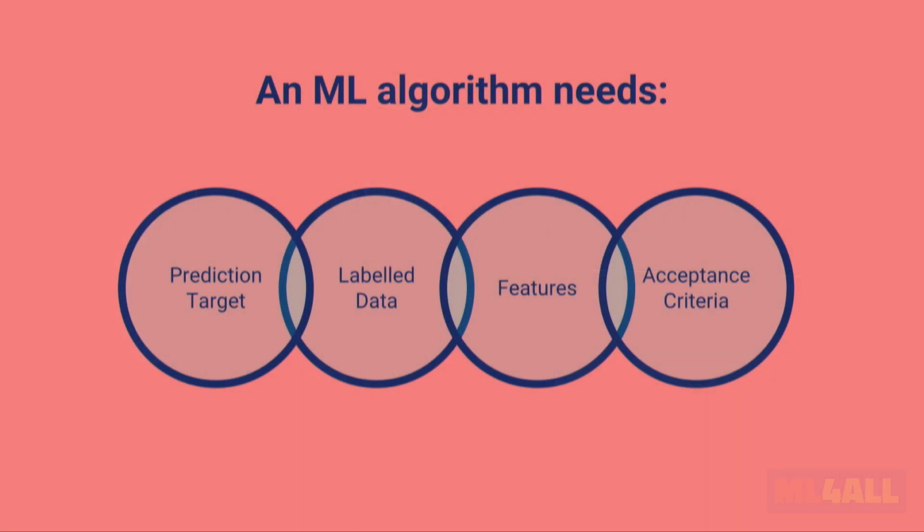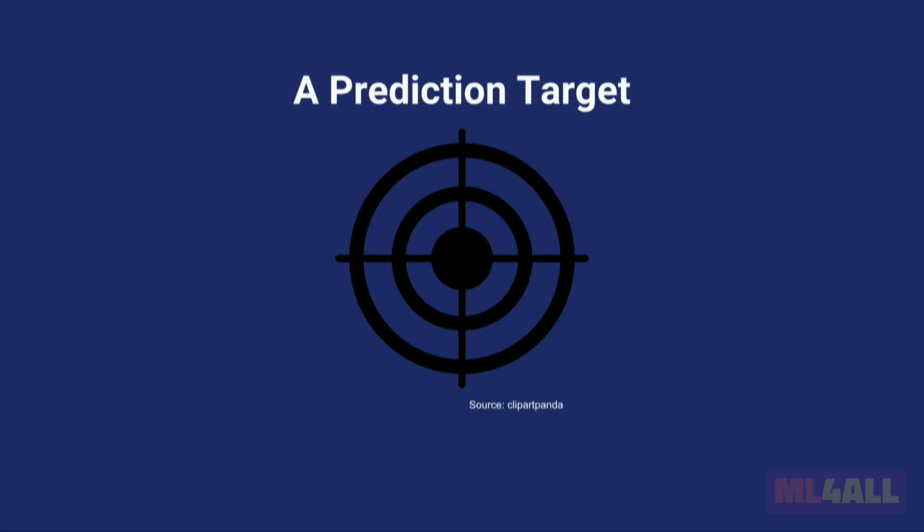So a machine learning algorithm needs 4 things. It needs a prediction target, it needs labeled data, it needs features, and it needs an acceptance criteria. A prediction target is the thing that your model is trying to predict for each data point. It needs to be a very clear definition, and it will likely be domain specific. And it has to be understood by your product team as well as your development team.